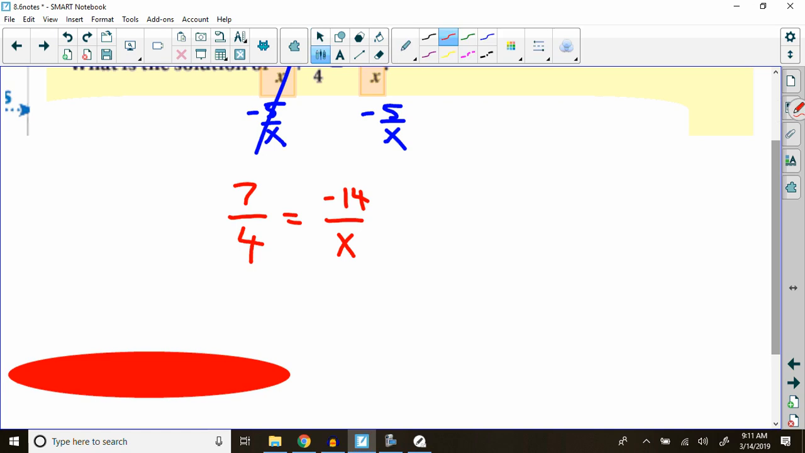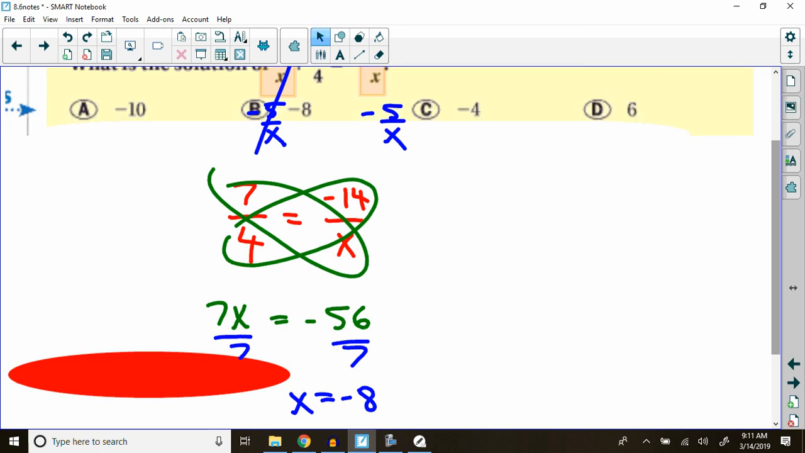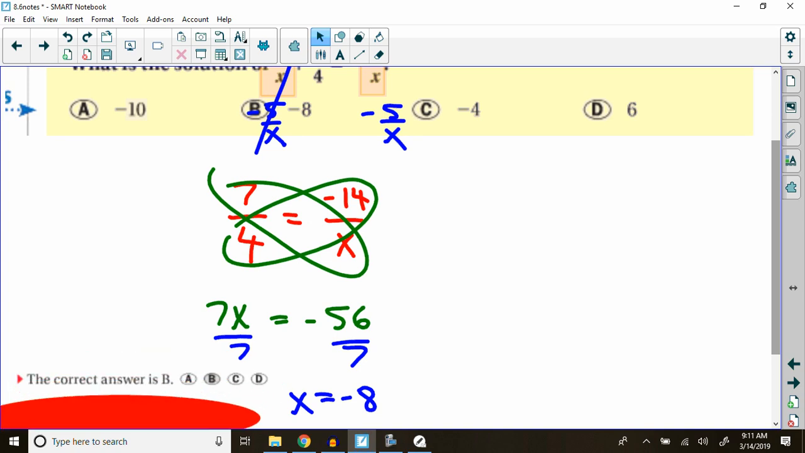So we cross multiply. This cross product is 7x. The other cross product, maybe you can't multiply -14 by 4. That's okay. It's -56, good. Maybe you can. I was going to say double it and double it, but yeah, it's -56. That's how you multiply by 4. Good deal. So we divide by 7. So we think then that x equals what? -8. So let's go back now and check, because it's got to be one of those. And it is, and the right answer was B.